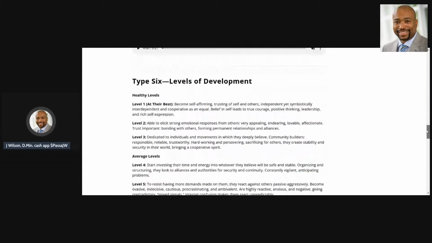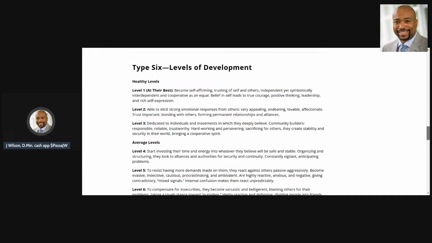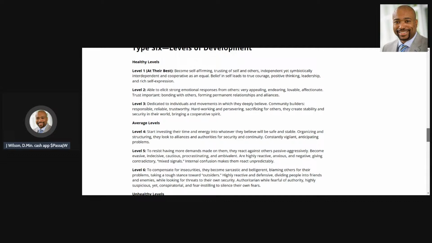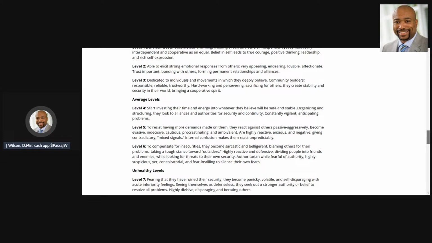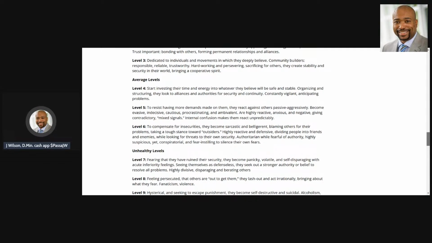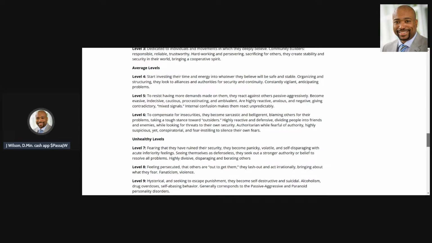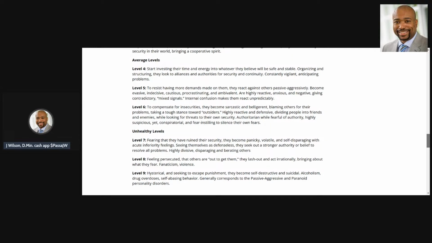At their best, become self-affirming, trusting of others, self and others. Able to elicit strong emotional responses from others, very appealing, endearing, lovable, affectionate, dedicated to individuals and movements in which they deeply believe. Average levels start investing their time and energy into whatever they believe will be safe and stable. To resist having more demands made on them, they react against others passive-aggressively. To compensate for insecurities, they become sarcastic and belligerent, blaming others for their problems, taking a tough stance towards outsiders.